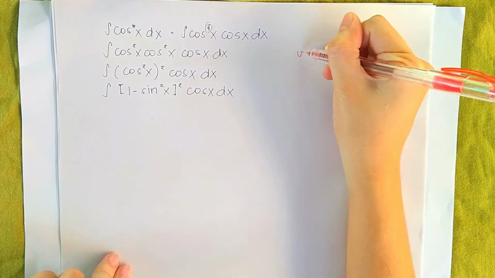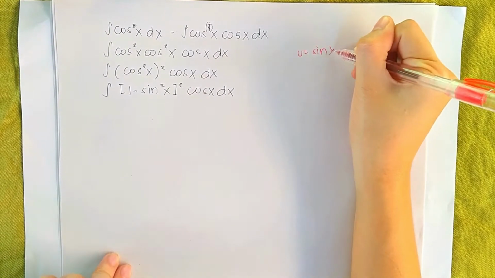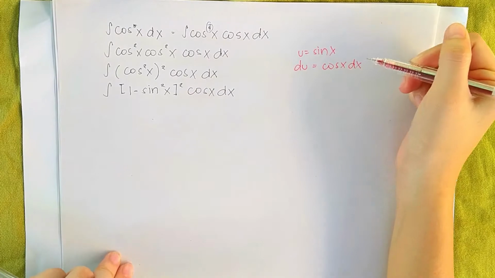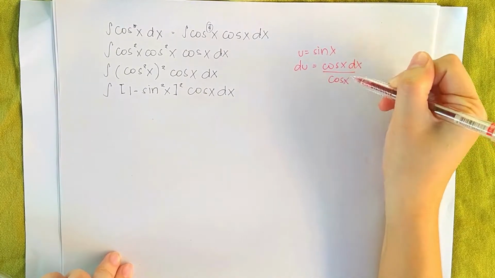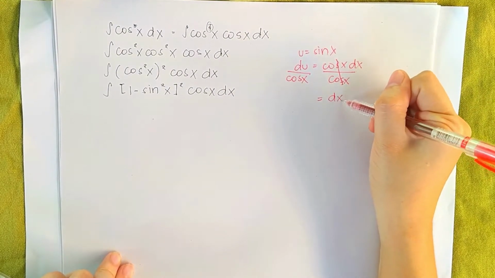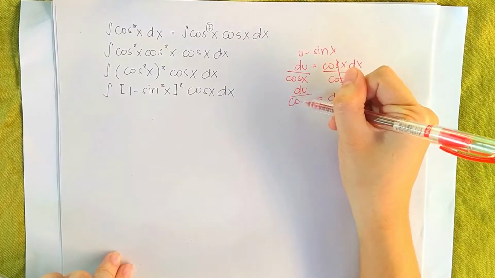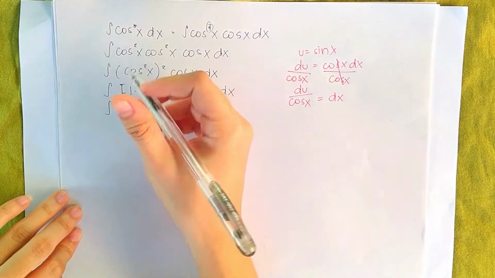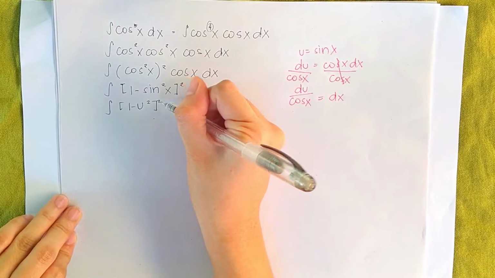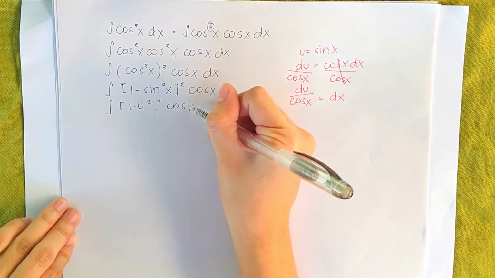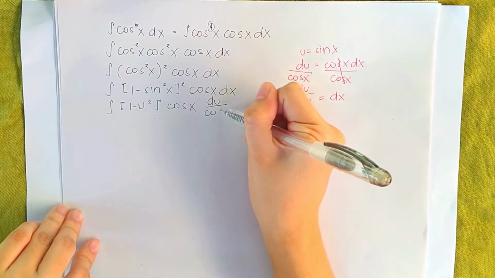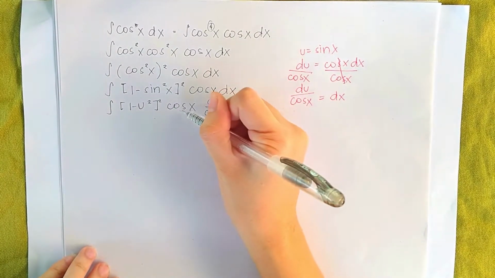So now we can get the value of u. So this will be sine x. So the derivative of u is cosine x dx. Just like the other, just divide both sides by cosine x. So dx is equal to du over cosine x. So now we substitute the value of u. So this will be 1 minus u squared, squared, times cosine x, times du over cosine x. So we can cancel cosine x.